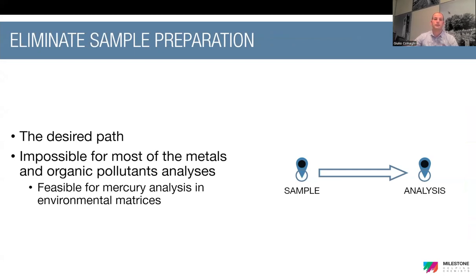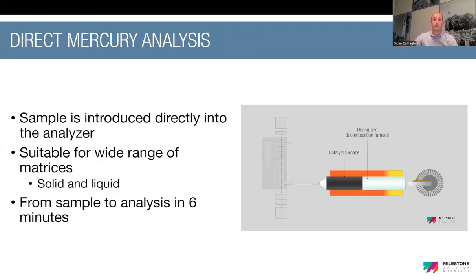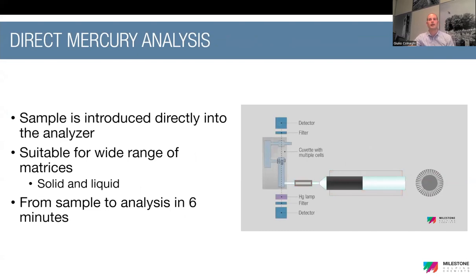But it is feasible for mercury analysis, for example, where we can directly determine mercury in environmental matrices without any sample preparation step. In fact, by using a direct mercury analyzer, we can take the sample as it is, both solid and liquid, and we can introduce the sample directly into the direct mercury analyzer, and within 6 minutes, we are able to get the total mercury content of our sample.